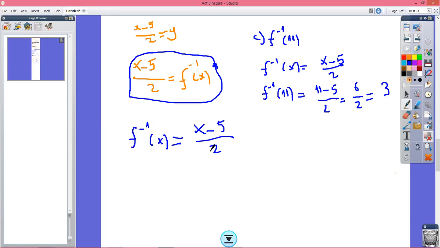Now here, what does it say? Instead of x, replace what? 11. Instead of x, replace 11. I am doing it: f minus 1 of 11 is equal to x here. It must be 11 minus 5 divided by 2. Now here, let's go.